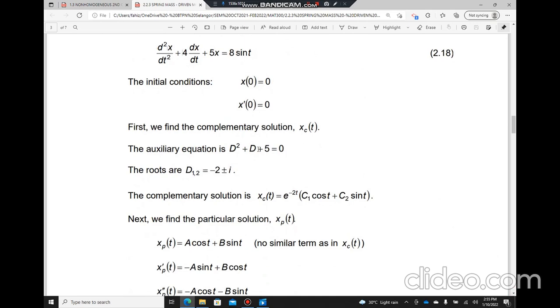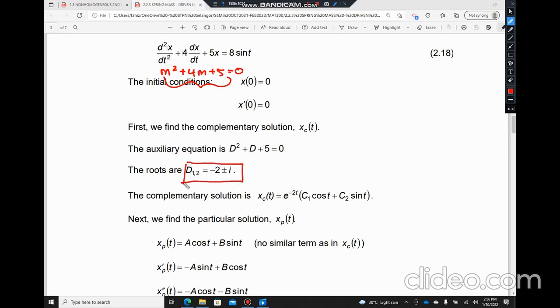Okay, next. First we find the complementary solution. So kita tukar pada auxiliary. Auxiliary kat sini dia jadi apa? M square. So kita biasa gunakan ni. M square plus 4M plus 5 equals to 0. Factorize. Okay, then you get this roots, which is negative 2 plus minus I. So nanti awak cuba solvekan, akan dapat nilai kat sini. Diguna D square plus 4D plus 5. Okay, next.